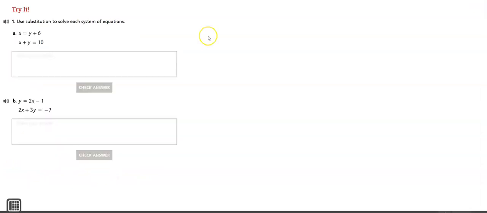All right, so on page 80, you're going to try using substitution yourself. You can see here that on this first problem, x is solved for us already. So just take this value of x and replace it right here for x instead, and then solve. Once you have that answer, plug it into one of the equations and solve for y, and then check your work. And you're going to do the same for b down here as well.